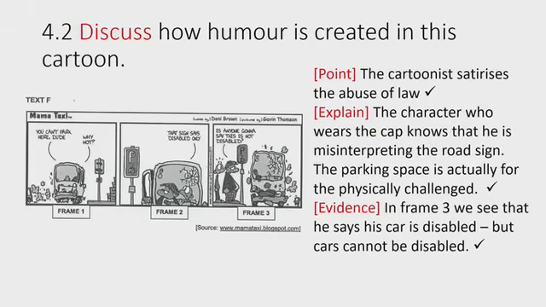Then we have to explain it. We say the character who wears the cap knows that he is misinterpreting the road sign. The parking space is actually for the physically challenged. And that's a euphemism there, guys. And then finally, in order to get our third mark, we need to use evidence from the text. So we say, in frame 3, we can see that his car is disabled, but cars can't actually be disabled. So he's twisting the rule and twisting the vocabulary in order to get away with doing something that's actually bad, and the cartoonist is satirizing that.